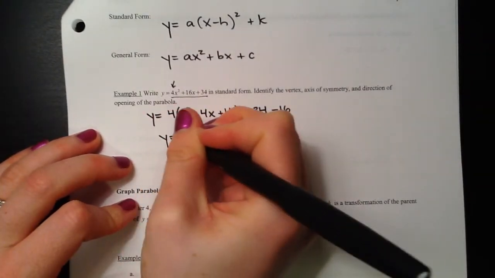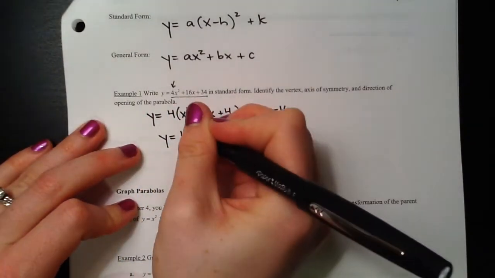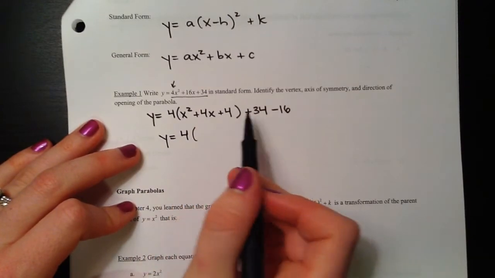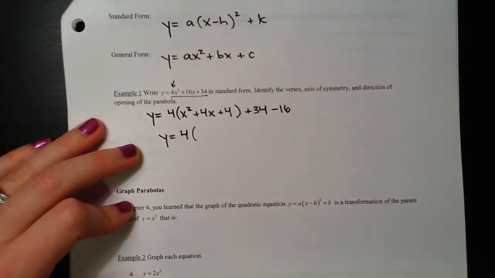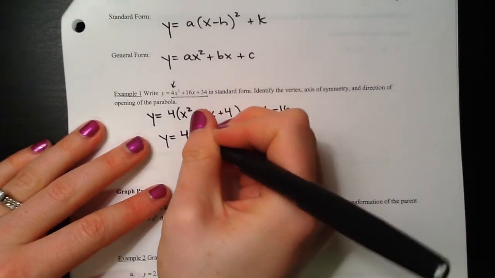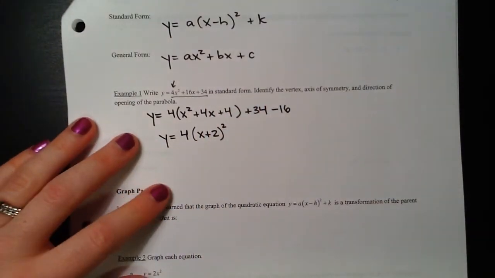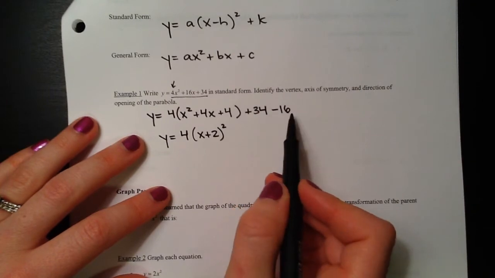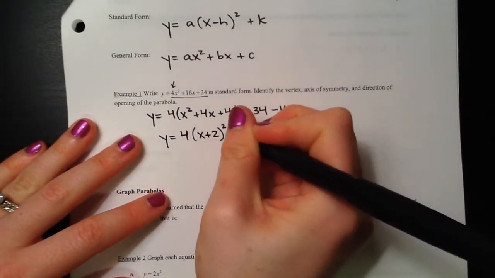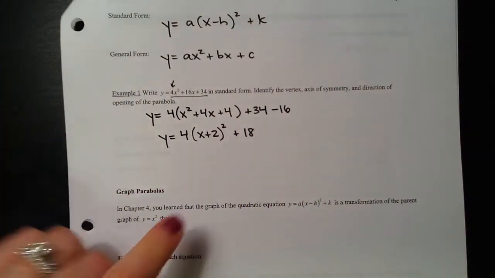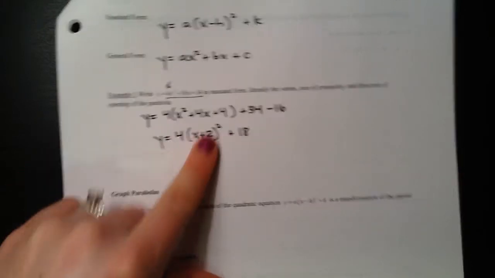So now let's write it in that form, 4. And then this, when I factor it down, what multiplies to 4 and adds to 4? That would be 2 and 2. So that's going to be an x plus 2, x plus 2. Or I can write it as x plus 2 squared. And then 34 minus 16, that would be 18. So this is now in this standard form right here.